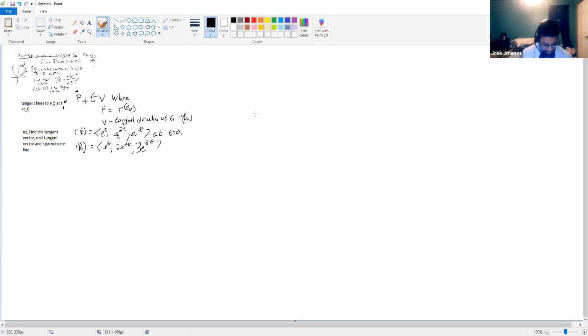All right. Now, if we want to find a tangent vector, we're just going to say when r prime is 0. So the tangent vector is going to be exactly where r prime is 0.